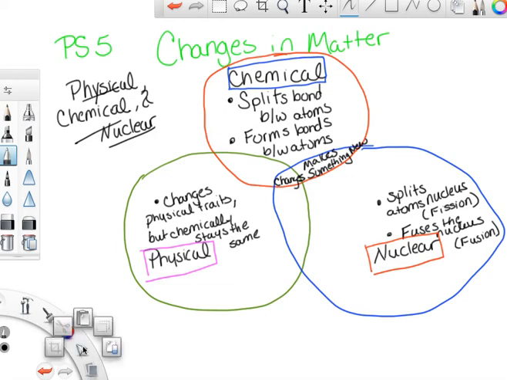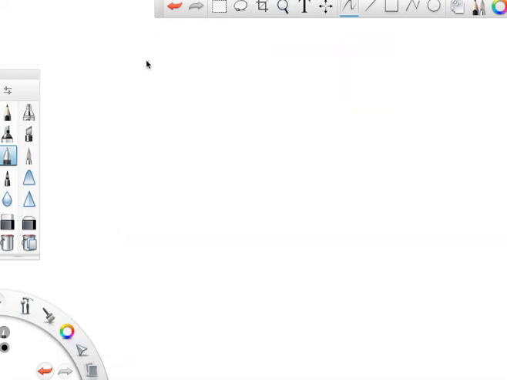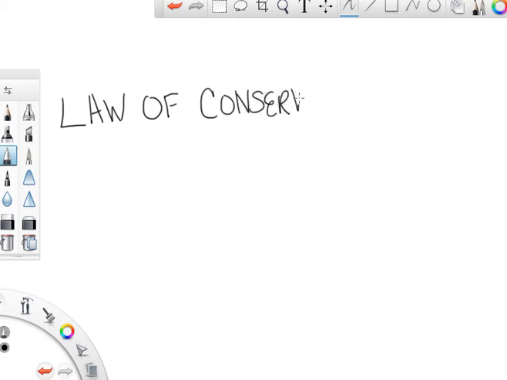And the second half is really not too much to write. We're going to put down right in the center, law of conservation of... So we have two kinds. We have the law of conservation of matter, or mass, law of conservation of mass.